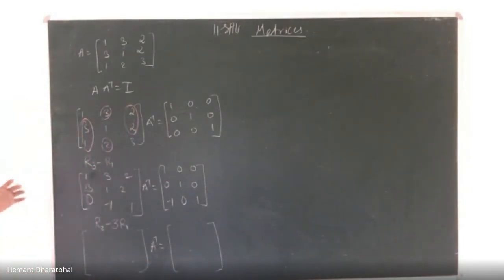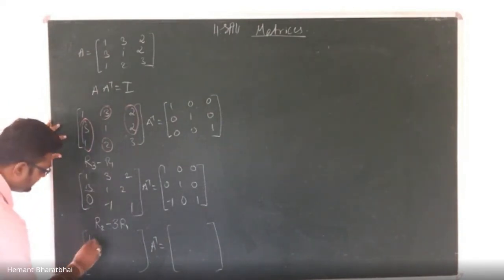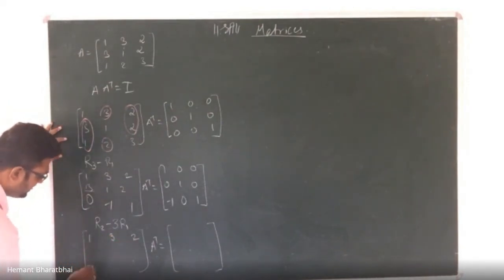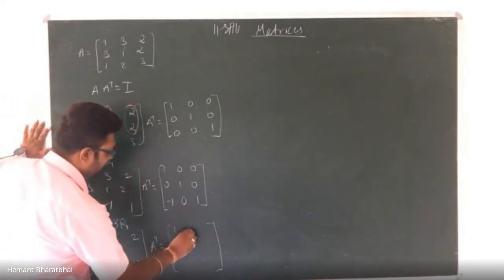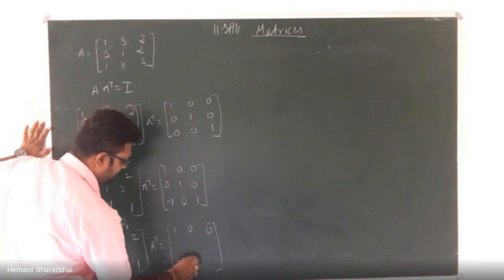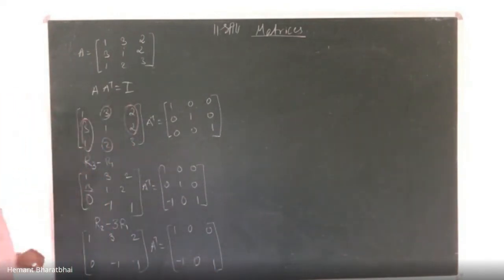Now since the transformation is occurring only in the second row, write R1 and R3 as it is: 1, 3, 2, 0, minus 1, 1. Here 1, 0, 0, minus 1, 0, 1. Okay. Now I'm going to do R2 minus 3 R1.